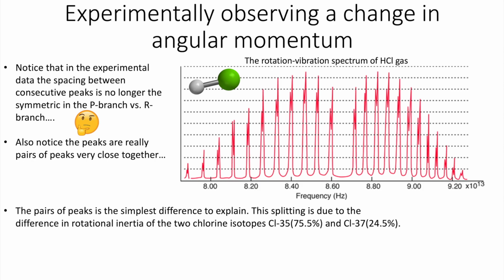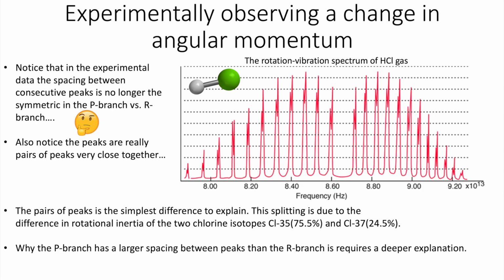So that's why we see these two things: these rotors are not all the same rotor. Some of the rotors have a heavier chlorine than others. As for why the spacing on the P branch is wider than the spacing on the R branch, this is going to take a deeper explanation. So we're going to address that next.